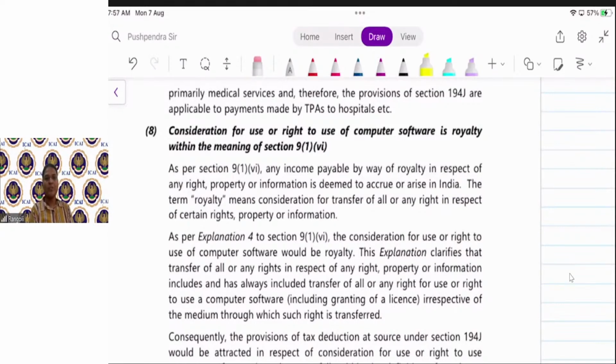Whether the software is provided directly through a link, where the software operator provides you the link and you click on it and use the software, or the software is provided on CD, DVD, or is directly installed on your computer. Okay. So for use of software, if you are making any payment, then that payment is considered as royalty and you need to deduct TDS under section 194J on payment for use of that software.